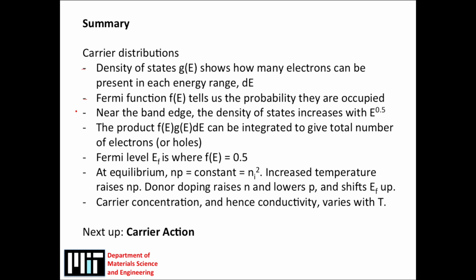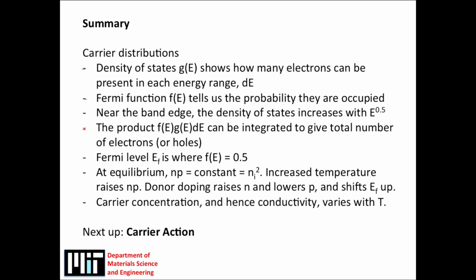Near the band edge, we looked at the density of states, and it increases parabolically. And this doesn't go on forever. It does close off again at much higher energies, but near the band edge, we have a parabolic variation in density of states. If we know f of v and g of v, we can integrate them to get the total number of electrons or the total number of holes, and we got from that the parameters Nv and Nc, the effective density of states.